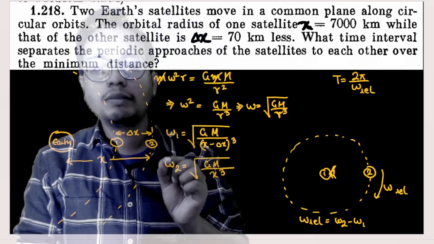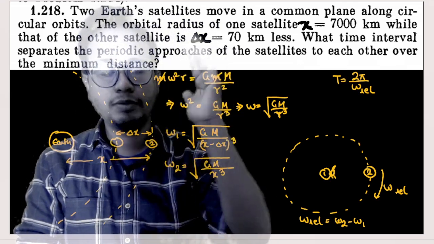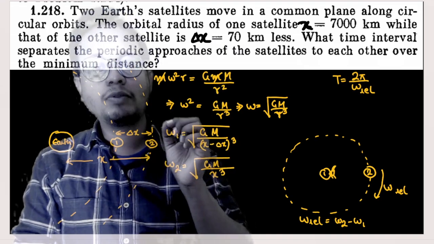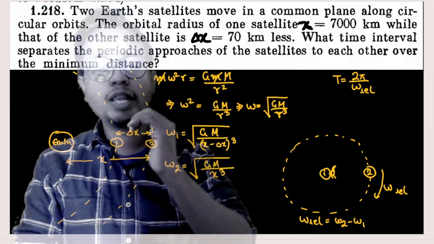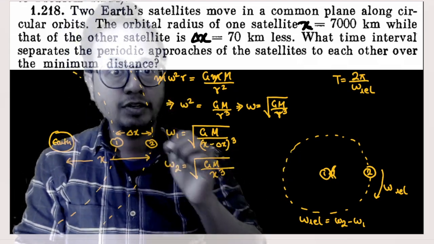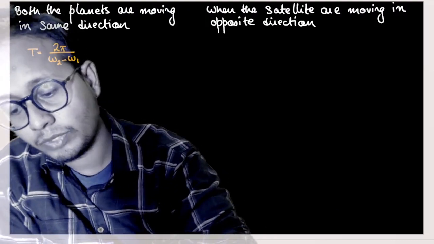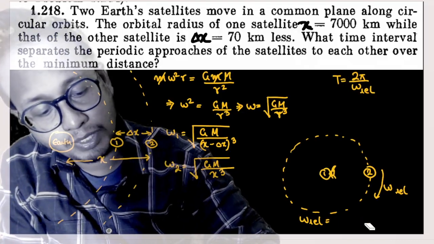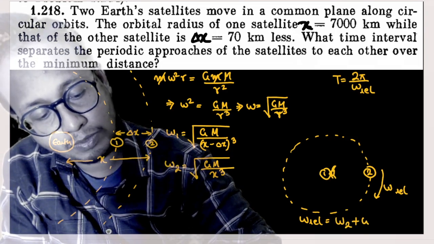In the first case, omega 2 vector was in this direction, omega 1 vector also in this direction. This is my right hand, okay? So relative angular velocity is nothing but omega 2 minus omega 1. In the second case, what is happening? Omega 2 vector is in this direction, while omega 1 vector is in this direction. So to find out relative velocity, both the angular velocities will get added. So in case 2, omega relative would be nothing but omega 2 plus omega 1.